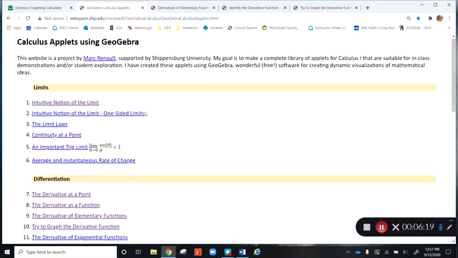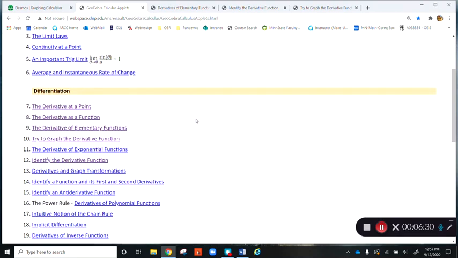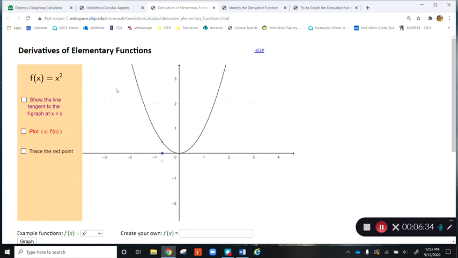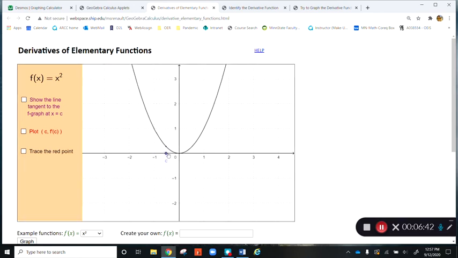Come over here. My next tab over here is this GeoGebra site. This is from Shippensburg University. This was some GeoGebra applets created by Mark Renault. I really love these. There's some really cool stuff in here. This one is about derivatives of elementary functions. Here you can see we have a parabola. This is x squared. You can drag the x value along, and you can check this box to show the tangent line. There it is.